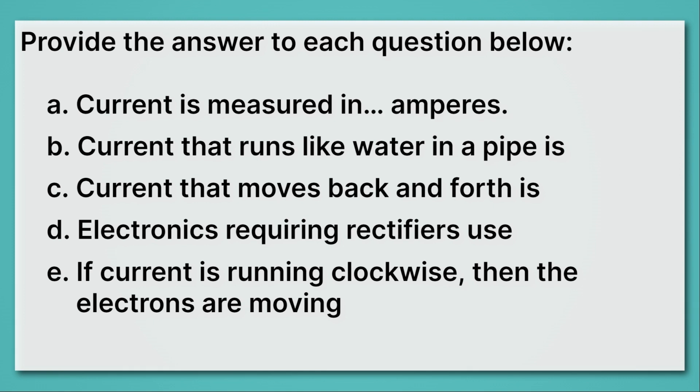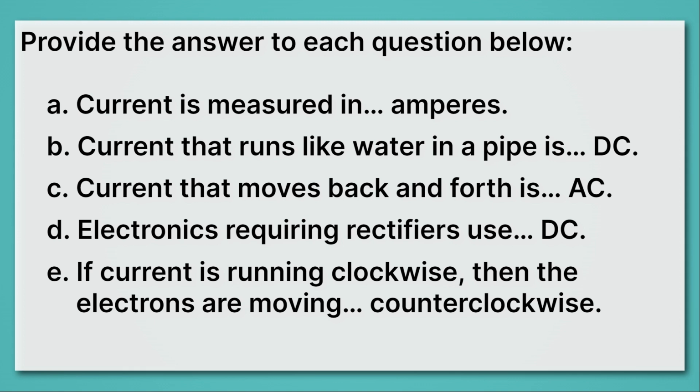Current that runs like water in a pipe is DC, that is direct current, where it actually moves from one place to another. Current that moves back and forth is AC, so that's where the electrons kind of shake back and forth. Electronics requiring rectifiers, do they use AC or DC? Well, they use DC. AC comes from our walls, and we convert that to our DC with a rectifier. If current is running clockwise, then the electrons are moving counterclockwise. So remember that current and our electrons are defined in opposite directions.